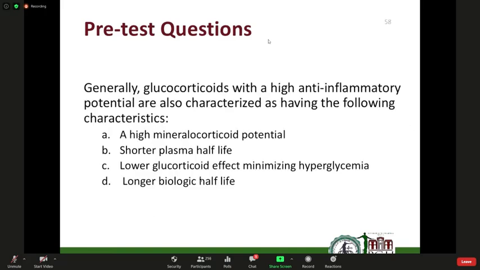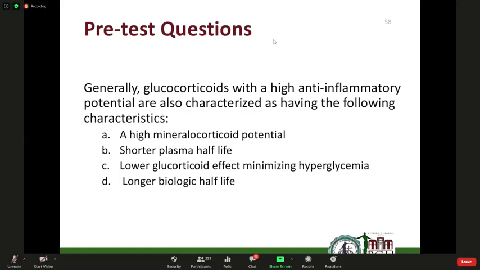Next. Generally, glucocorticoids with high inflammatory potential are also seen or characterized as having the following characteristics. Mataas din yung mineralocorticoid potency niya, no? Short half-life, lower glucocorticoid effect, minimizing hyperglycemia, or a long biologic half-life. Yan, yung mga okay. So the answer is actually D. They have a longer biologic half-life. And I'll show you that later in the table.